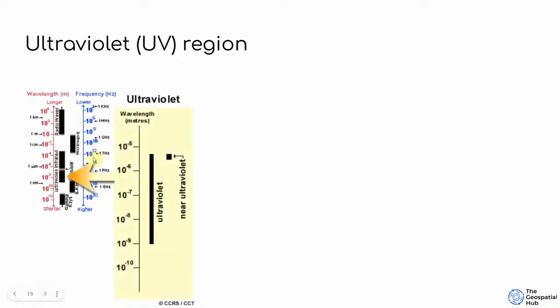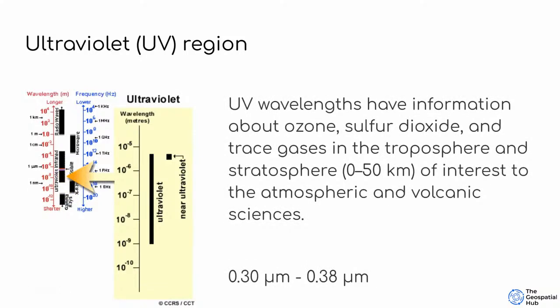So this is the spectrum, and this is the ultraviolet portion of it. For the ultraviolet region, the wavelength ranges from 0.3 micrometer to 0.38 micrometer, and the wavelengths have information about ozone, sulfur dioxide, and trace gases in the troposphere and stratosphere. So we'll be moving on to the next region of the spectrum.